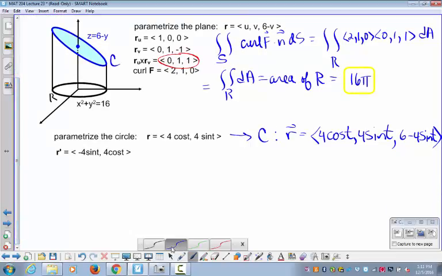The r prime that we really need to evaluate this line integral is related to that, but we have another component. So we're going to have minus 4 sine t, 4 cosine t. Then the derivative of that third component is minus 4 cosine t. So this is the parameterization of the ellipse.